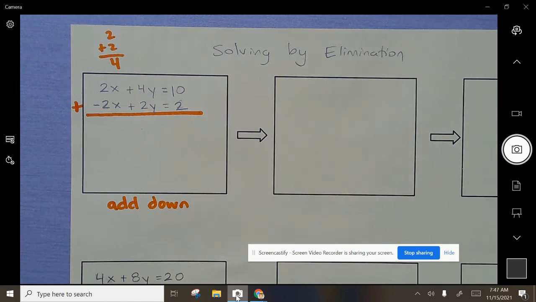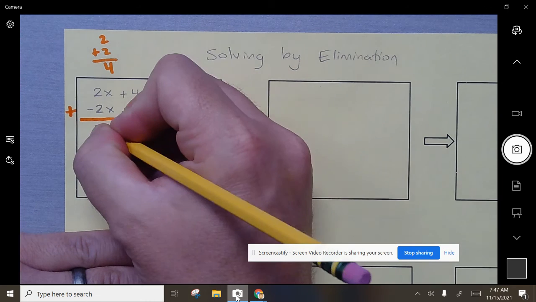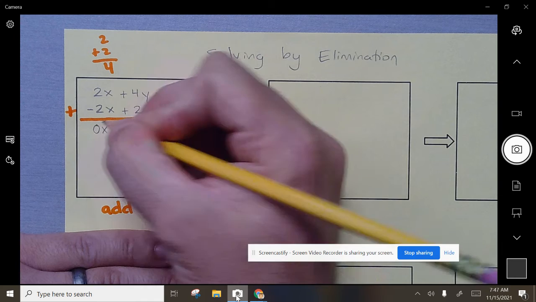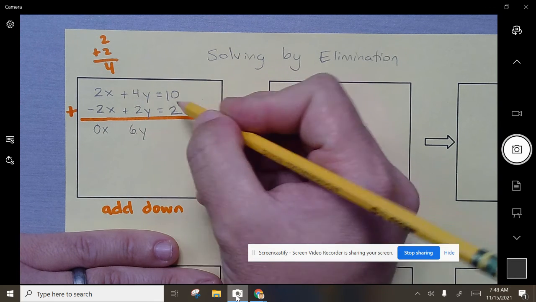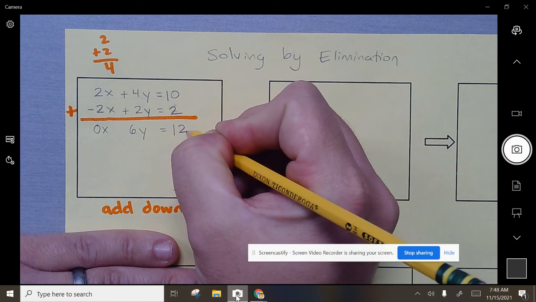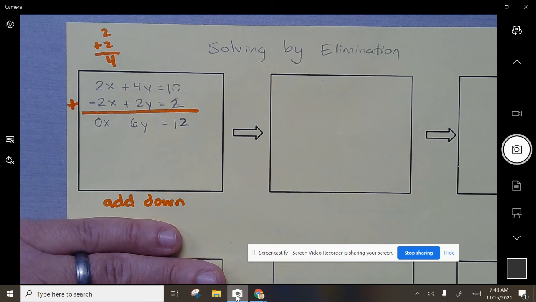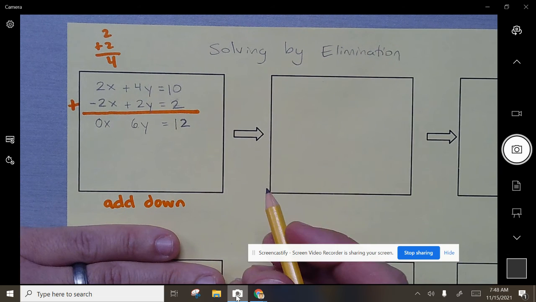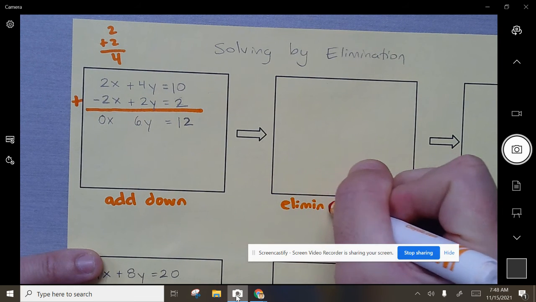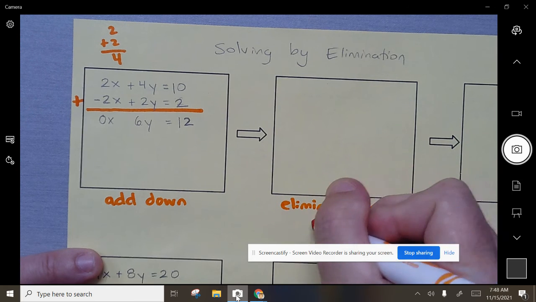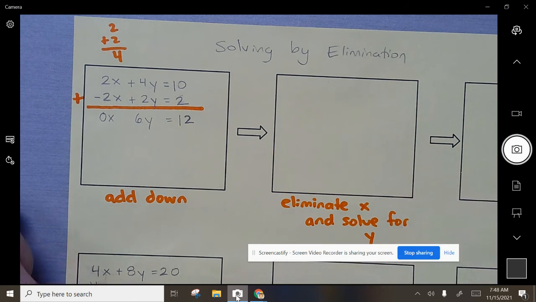Add down. Now it gets a little tricky because 2x and negative 2x, if you add those, you get 0x. But 4y plus 2y is 6y. And then 10 plus 2 is 12. Okay? So once you've done this, you now eliminate x and solve for y.